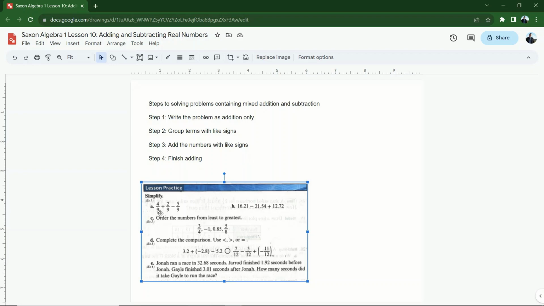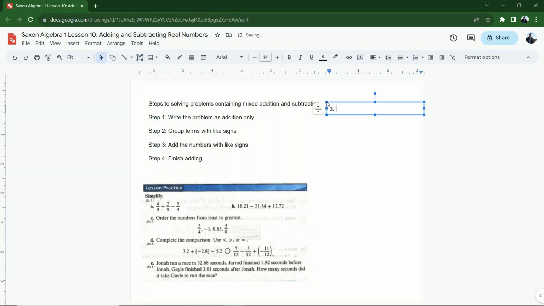And practice problem 1 has us adding 4 ninths and 2 ninths, and then subtracting 5 ninths. So let's see how this goes here. Letter A, it's going to be 4 over 9 plus 2 over 9 minus 5 over 9. And then let me put in those 9s. Some of them are better lined up than others. There we go. Okay, perfect.